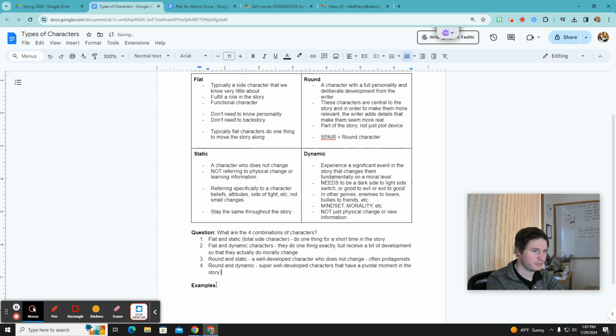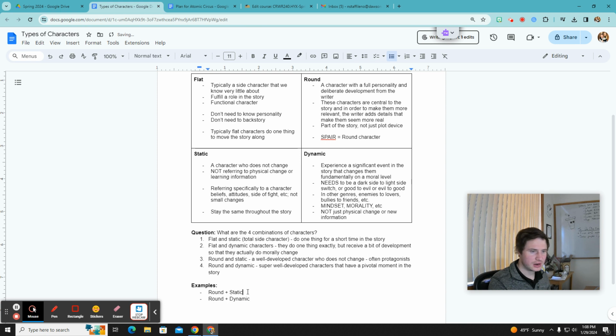Okay. All right. Examples. Wow. I've just been faltering like crazy through examples. I am not a connoisseur of sci-fi fantasy, but your flat and static characters, they show up and they die. I don't think I can really come up with examples off the top of my head, but the round and static, round plus static, and then the round plus dynamic, I want to give you some examples of.